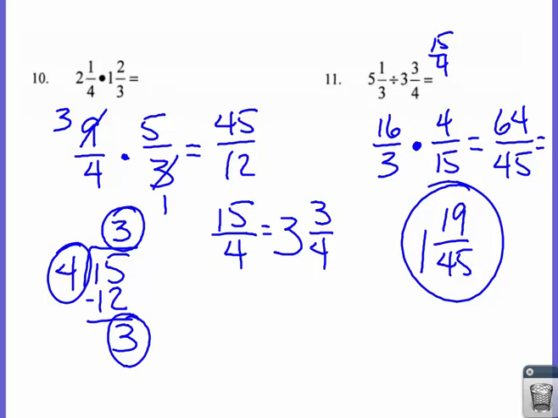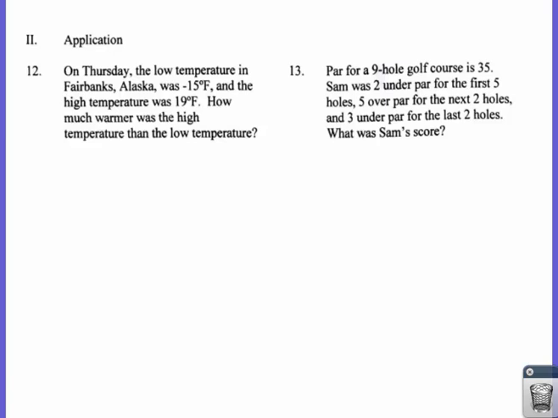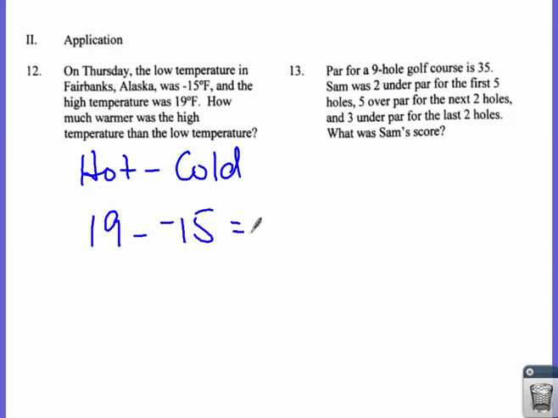All right, now let's go to the word problems. Now we talked about these in class. So number 12, it says on Thursday, the low temperature in Fairbanks, Alaska was negative 15 degrees Fahrenheit. The high temperature was 19 degrees Fahrenheit. How much warmer was the high temperature than the low temperature? Anytime you're comparing temperatures, we always know that it's hot minus cold. So in this particular instance, it's going to be 19 minus negative 15.